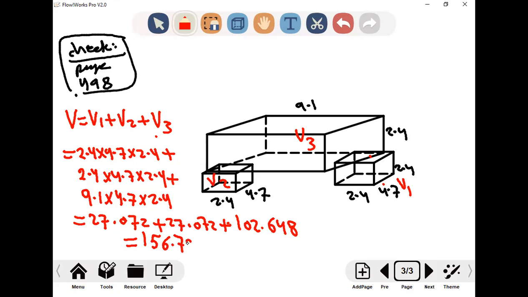It will be 156.79, rounded to the nearest hundredths. Okay. What's the unit? Centimeter cube. So the one with the answer 156.79 centimeter cubic is the correct answer. You understand? This is the check. Copy it by details, please. Copy it by details here, please.